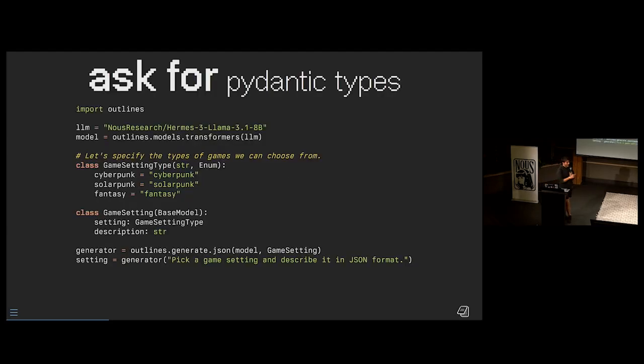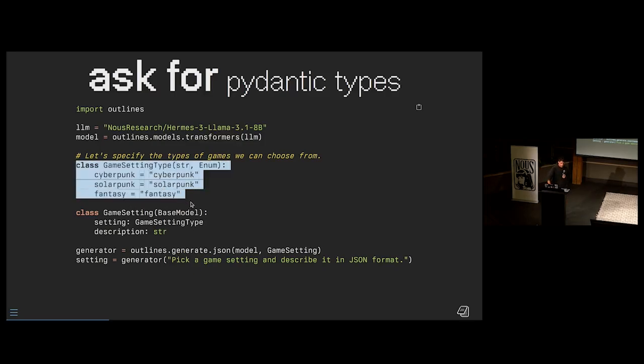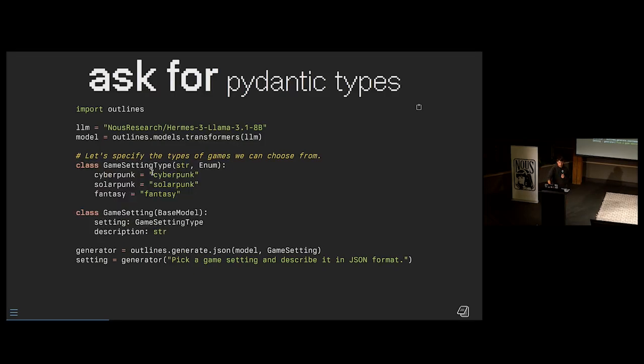So you can ask for Pydantic types, right? So here we're using Hermes. We have to use Hermes, of course, because we're here. You can specify in Outlines transformers, right? You can do vLLM, you can do llama.cpp, you can do whatever. And then we just specify standard Python classes, right? So this is going to be an enum. We can specify cyberpunk, solarpunk, fantasy. Then we can specify a game setting that contains that. And then we have a description, right? So we'll get into what this means in just a second.